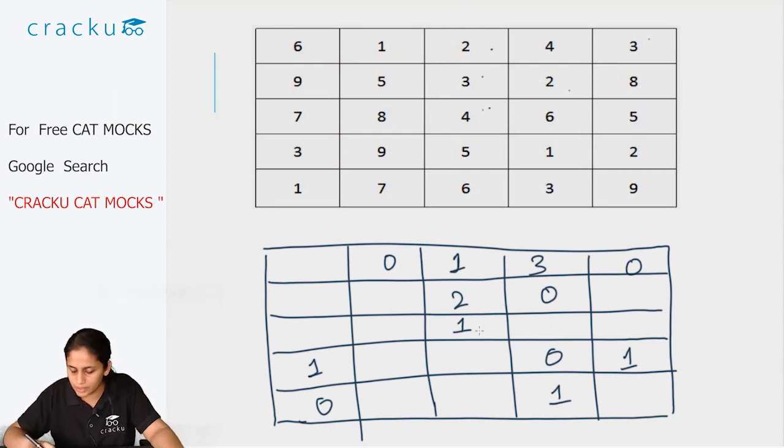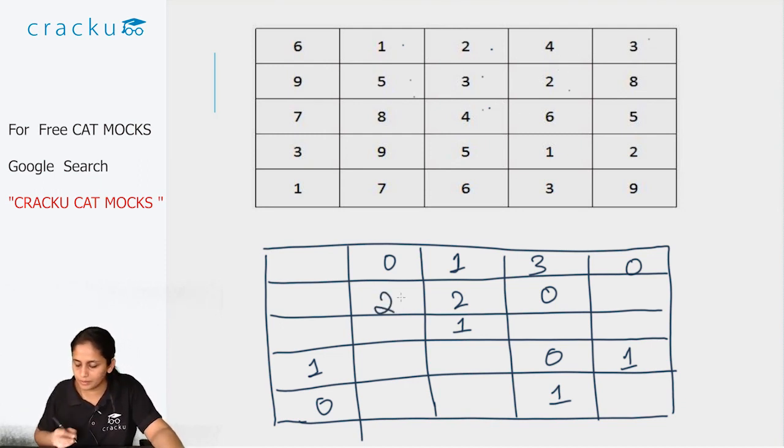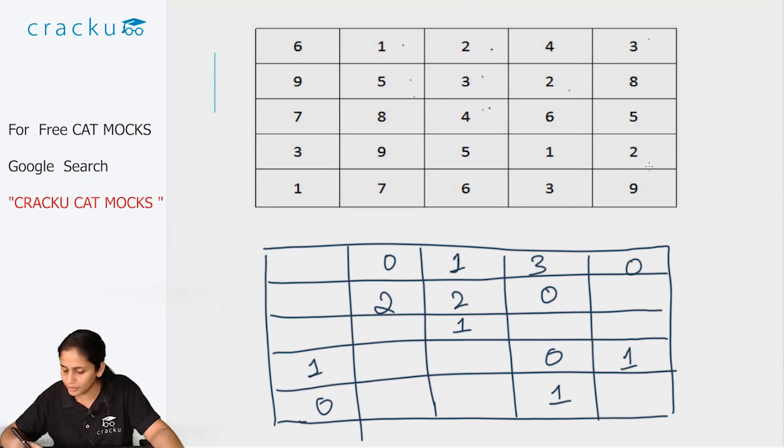So the first 5 is here. It can be reached by 1, so 1, and by 3. It can't be reached by 2 because 3 is taller. So this 5 can be reached by 2 people. Let's see this 5. This 5 can be reached by only the 2 at the bottom. So the value is 1 for this.